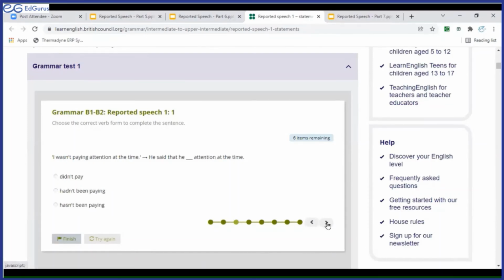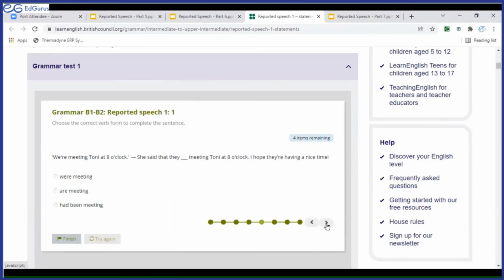I wasn't paying attention at the time. He said that he hadn't been paying attention at the time. Good. I live in the center. She told me that she lived in the center. Right. Yes, very right. Good.